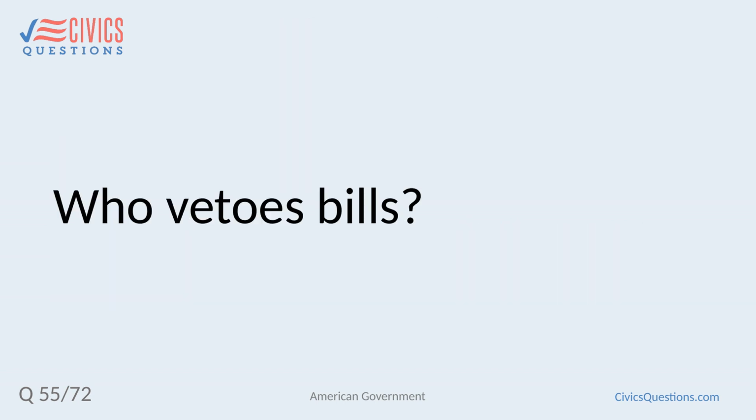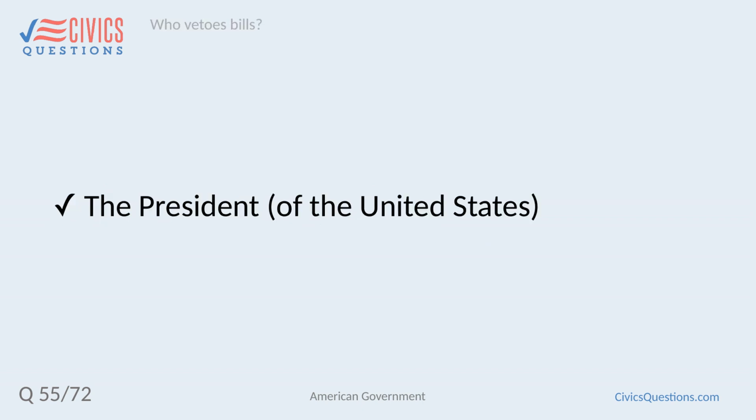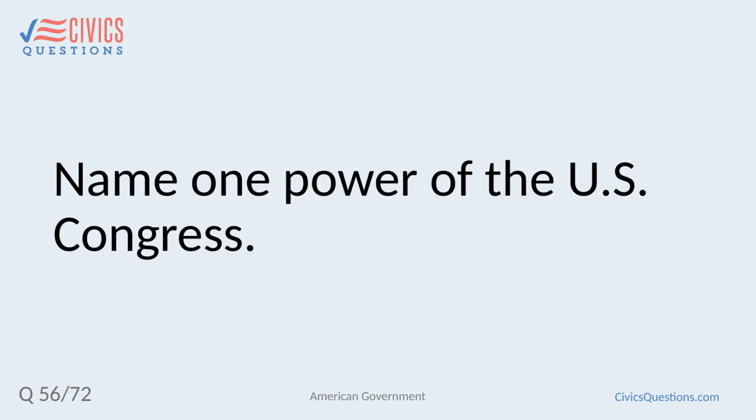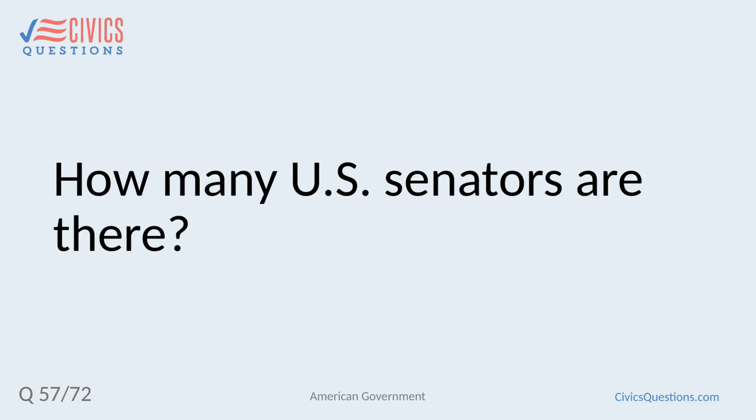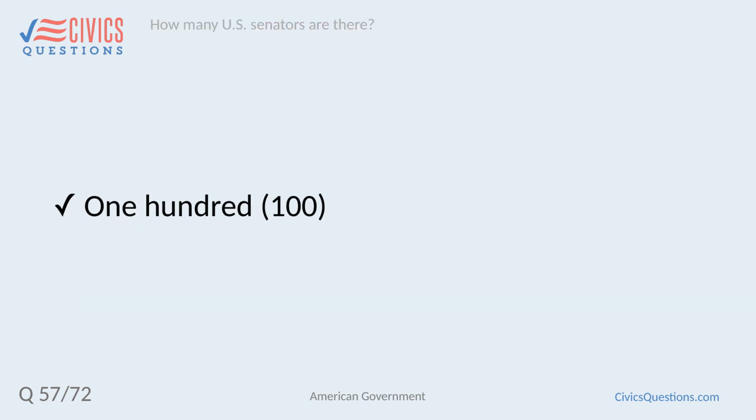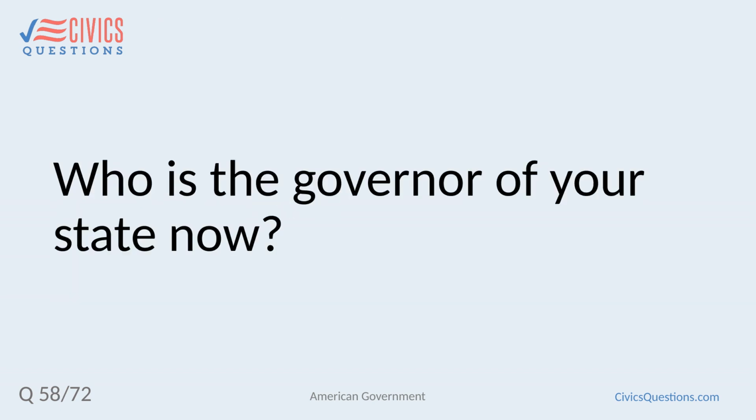Who vetoes bills? The President of the United States. Name one power of the U.S. Congress. Writes laws, declares war, makes the federal budget. How many U.S. senators are there? 100.